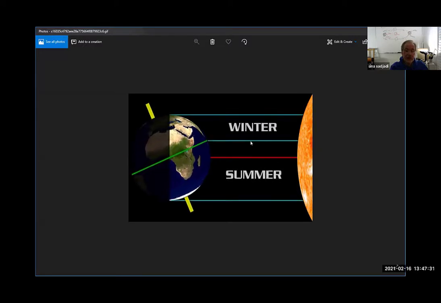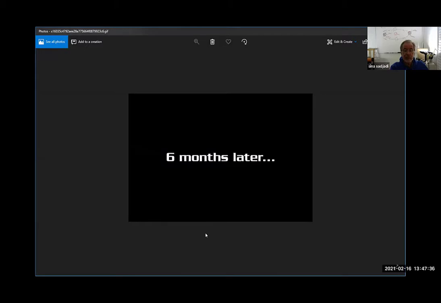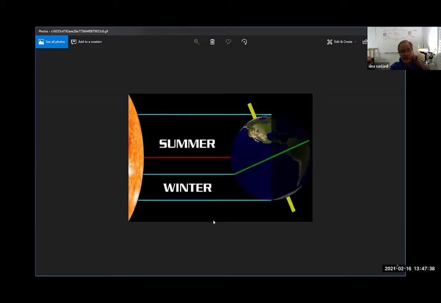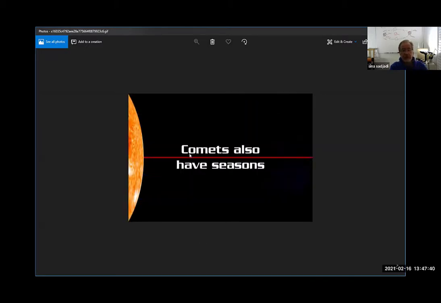Look at the sun's rays here. Perpendicular here, but look at it over here. It's shallow. I think those blue lines are representing the shallow rays. So you see, there's summertime.